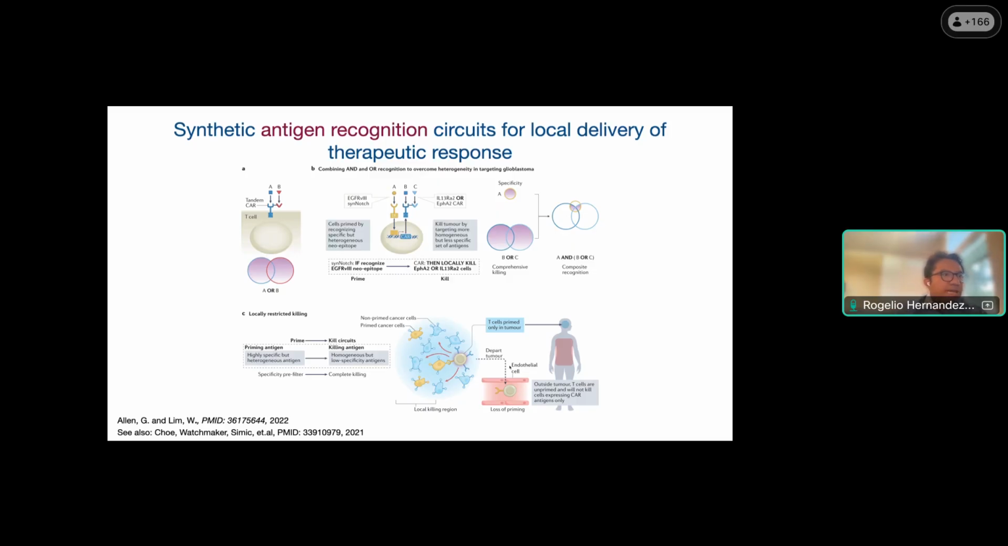Work by Greg Allen and others, like Joe Cho and others, is now using similar strategies. They have shown that they can build, for example, a synthetic notch against EGFR, controlling the expression of a bispecific CAR to treat glioblastoma. And this is work that now is, I think, in a clinical trial. And we're really excited about using these synthetic biology approaches to increase the precision of tumor-targeting cancer therapeutics.